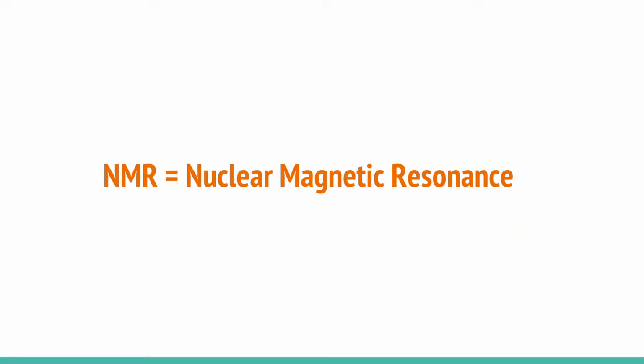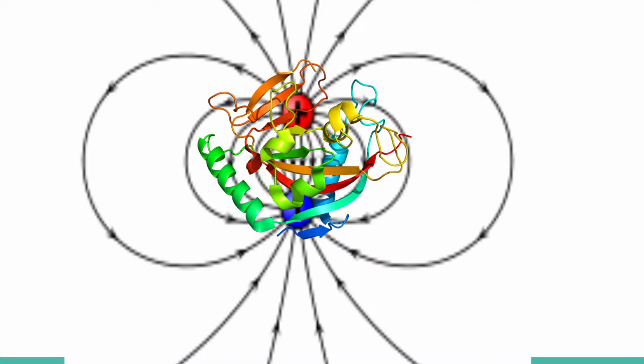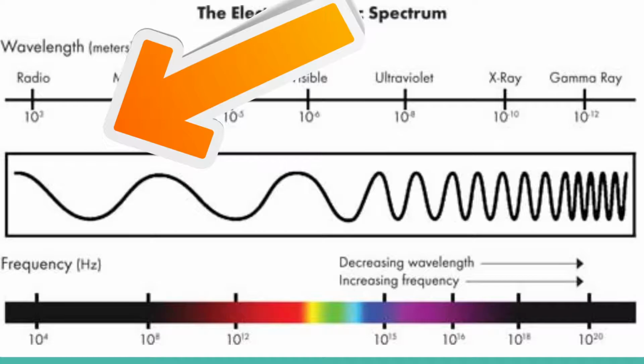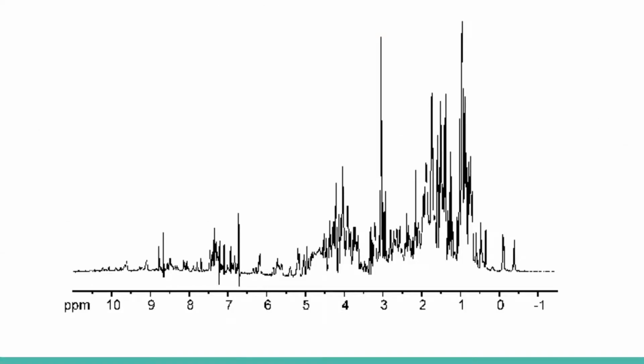NMR spectroscopy. NMR stands for nuclear magnetic resonance. Basically, NMR spectroscopy is done by placing a protein into a strong magnetic field, then analyzing it using radio waves, which can be used to make a graph. So let me guide you through the process of NMR spectroscopy.